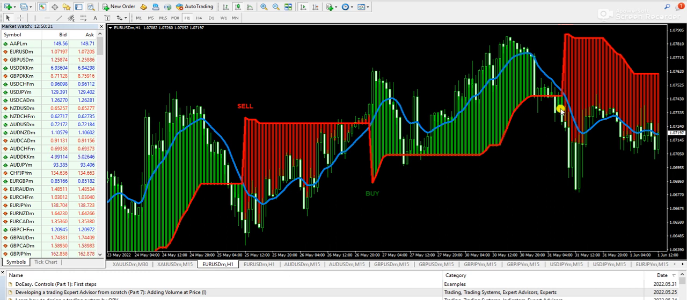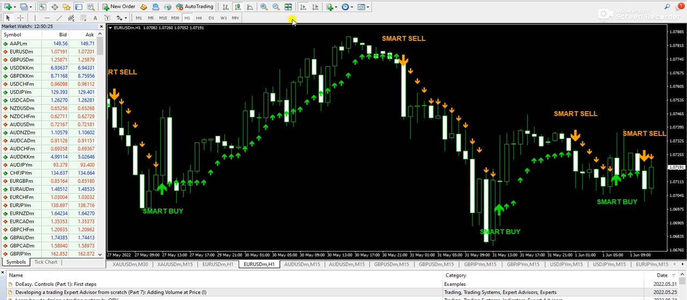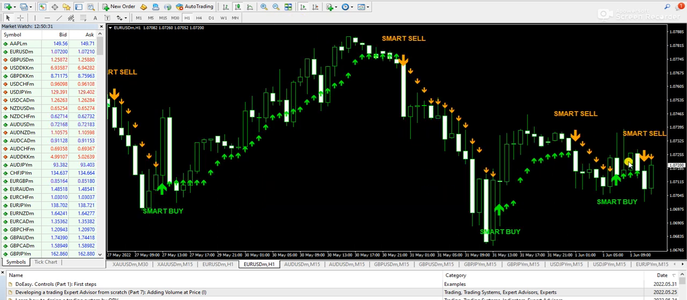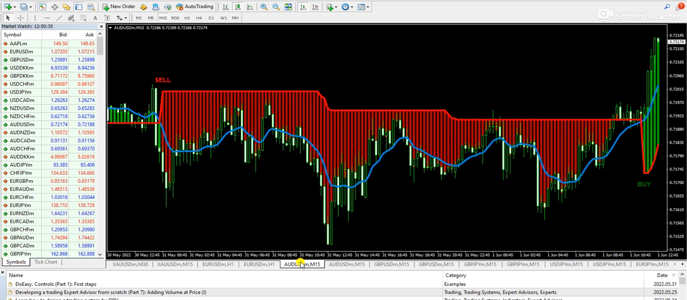You can see the sell is running on Euro USD 1 hour, whereas on the other indicator, if we zoom out, we had a smart buy, and right now we have smart sell. Overall the market is in a kind of ranging pattern on Euro USD 1 hour. Let's move to Australian dollar USD.